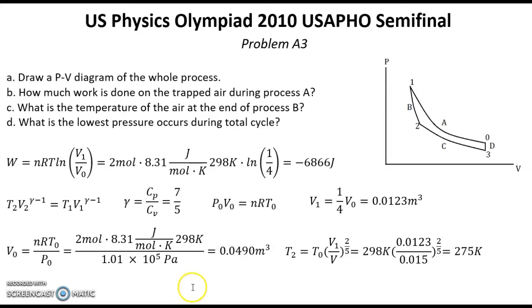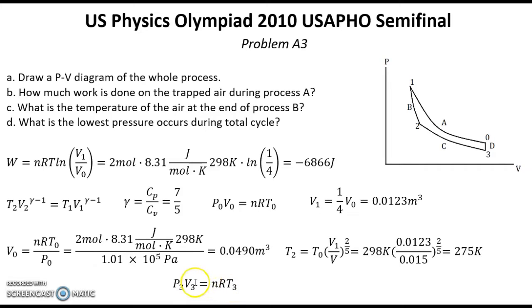And now question D. What is the lowest pressure that occurs during the total cycle? From this diagram we see that the lowest pressure will be in point 3. And now we can find this pressure. So we can find the pressure in point 3 using again the universal gas law. P3 V3 equals number of moles multiplied by R multiplied by temperature.